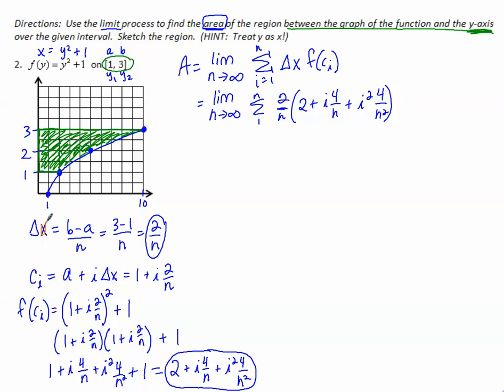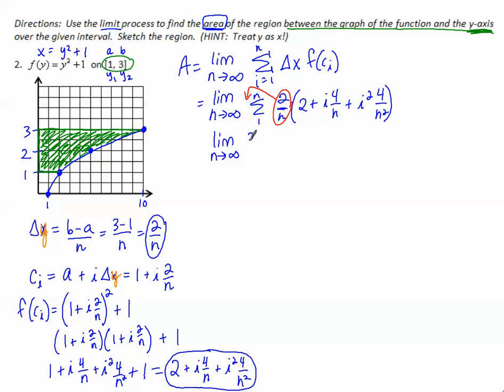So now let's use our properties and formulas. If n is the upper limit, that means n is a constant. We can bring out any constant multiples and rewrite our limit. As n approaches infinity, we bring out the 2 over n, and we have the sum of 2 plus i times 4 over n plus i squared times 4 over n squared. The sum is from 1 to n.